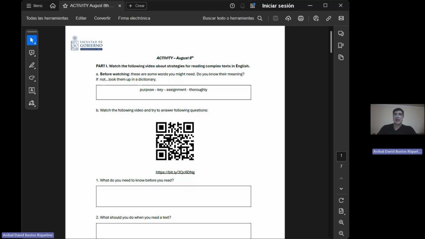This is the text and its different activities. Part one says, watch the following video about strategies for reading complex texts in English. First, there are some words that you need to know before you actually listen to the audio. The words are purpose, key, assignment, and thoroughly. First, make sure you understand those words and then proceed with the video. There's a QR code and there's the link. And after you watch the video and you fully understand the video, answer the questions.